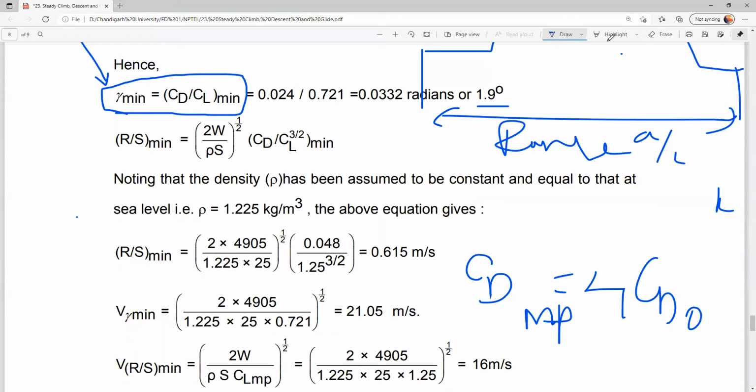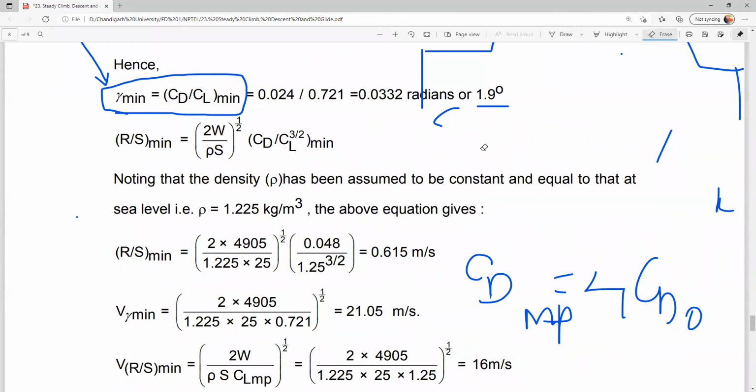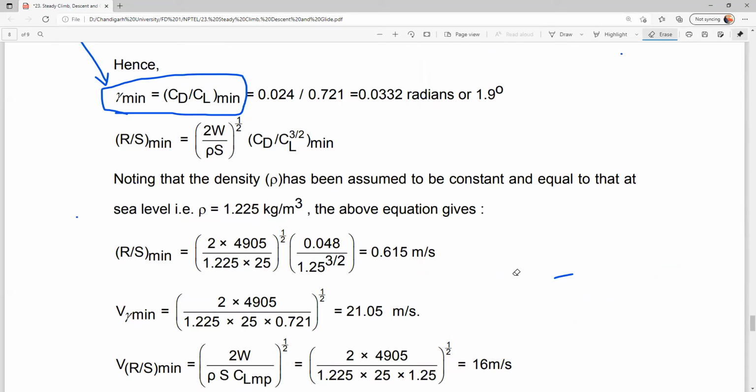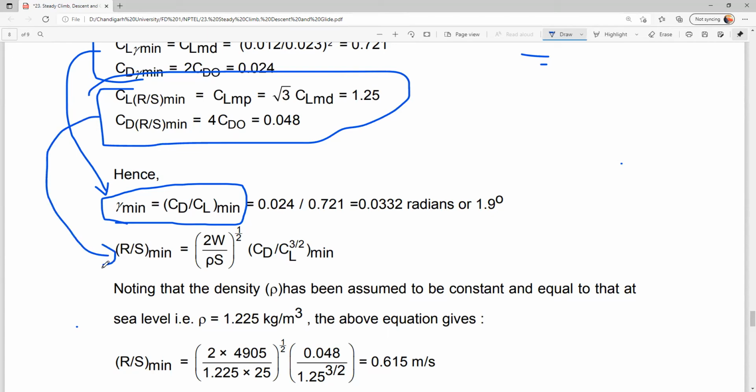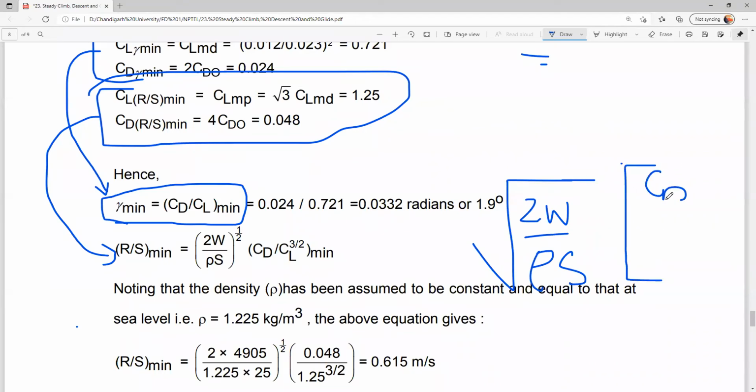Okay, right. So the next one is rate of sink, minimum rate of sink. So that is with respect to the power, minimum power condition. So minimum power condition values are here. So use that for calculating the rate of sink. So rate of sink is calculated with square root of 2W divided by rho S into (CD by CL) power 3 by 2, minimum.